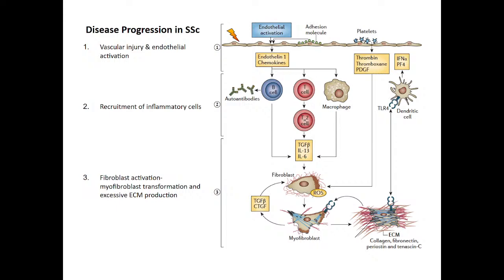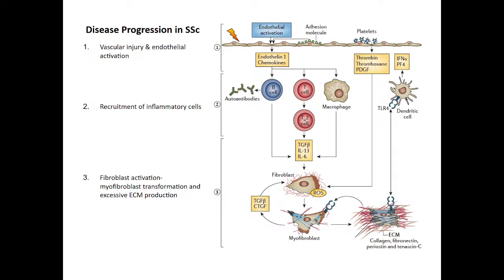So this is one of the graphs. You can see that in the early phase there can be vascular injury and endothelial activation. This leads to secretion of endothelin-1 and chemokines. There can also be secretion of thrombin and thromboxane. All this will lead to recruitment of autoreactive inflammatory cells. At the end there will be fibroblast activation, with myofibroblast transformation and excessive extracellular matrix formation.